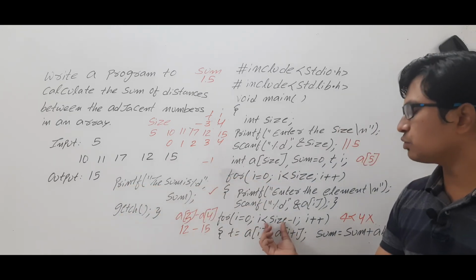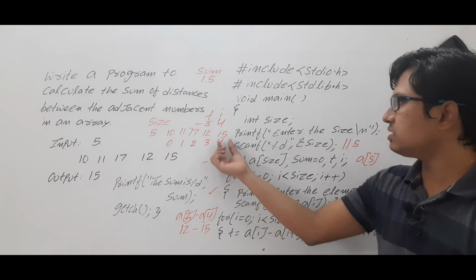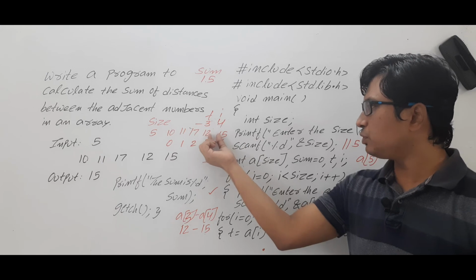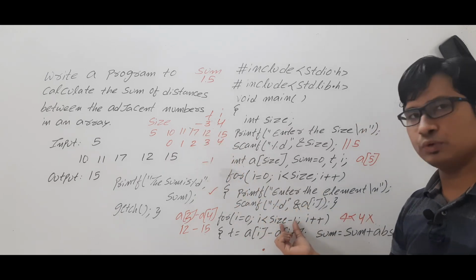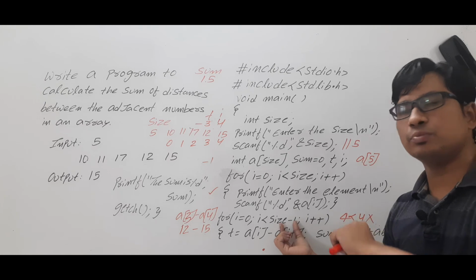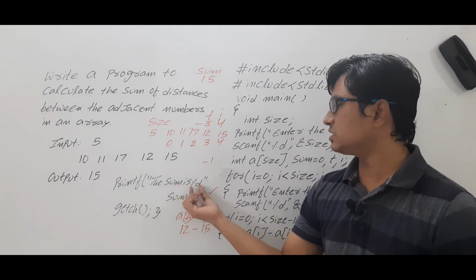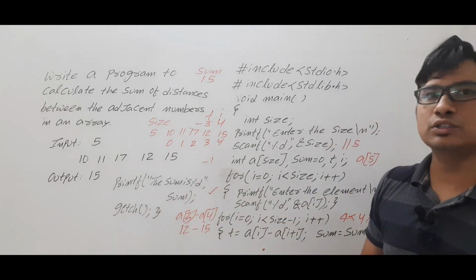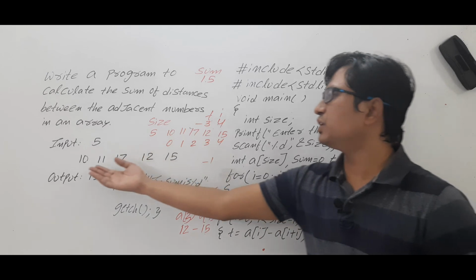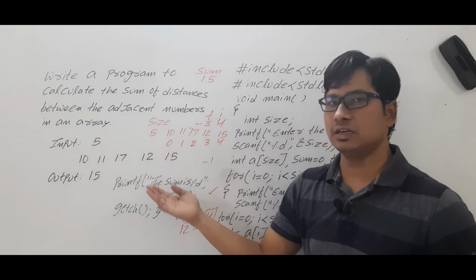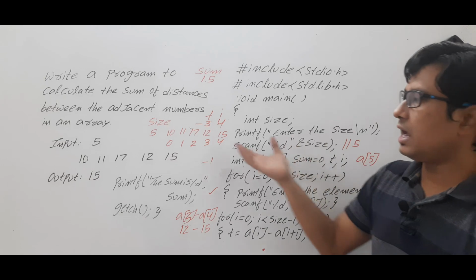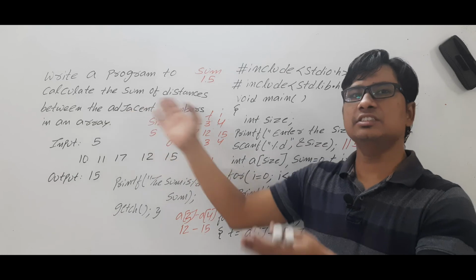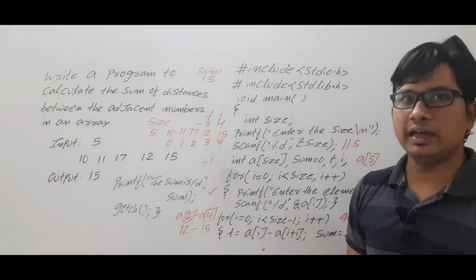I hope you have understood why I have written size minus 1, because once I reach here, there is no other element. I need to find the difference. Only up to here, I need to find the difference. That's why I went up to size minus 1, or I traversed up to size minus 1. Now print of percentage d, the sum is how much value is there? 15 will be displayed. I hope you have understood how I solve this question. Just for your understanding, I have taken the size as 5 and these numbers. You can take any size and any numbers, and you can find the sum of the distances between the adjacent numbers in the array. Is it clear?